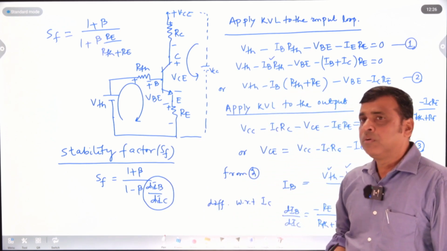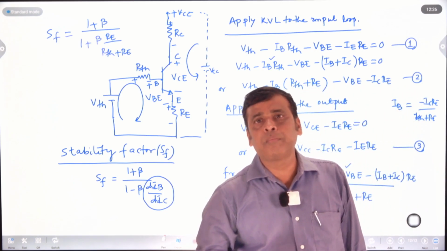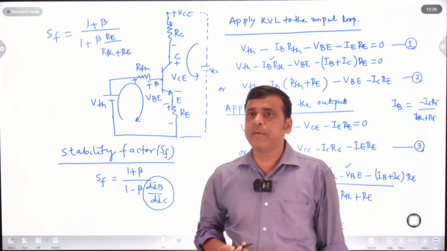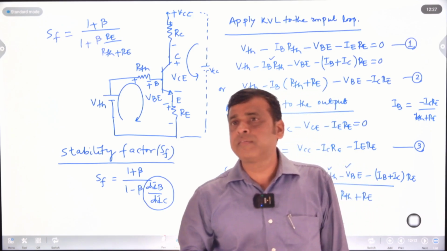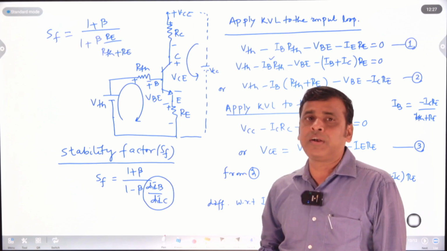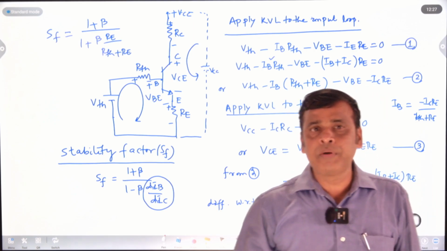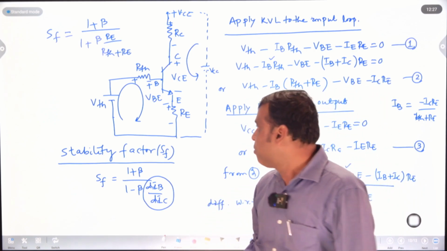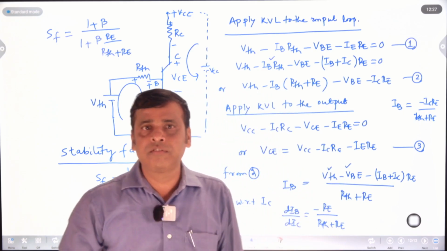So thank you. In the next class we will study more problems related to the DC biasing of BJT, like fixed bias, collector to base bias, emitter bias and voltage divider bias. If different types of problems are given, how will you find out the DC current and DC voltage? So thank you.